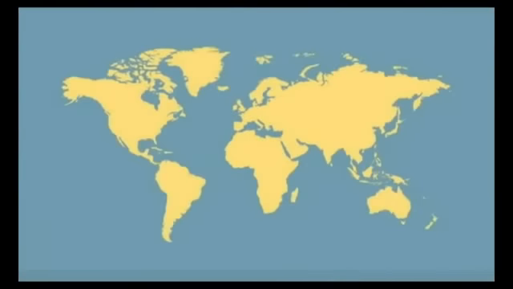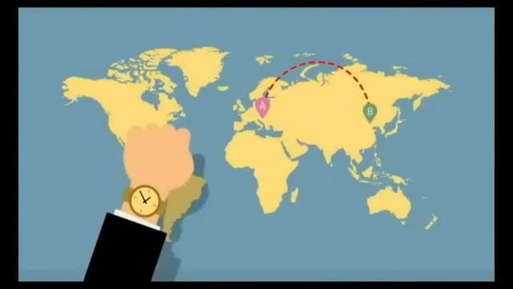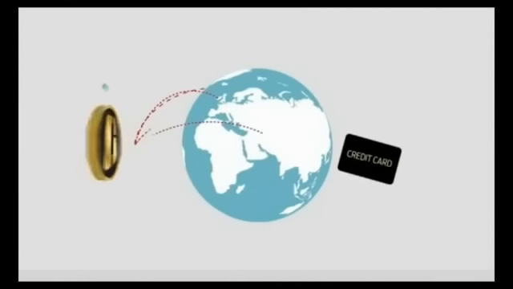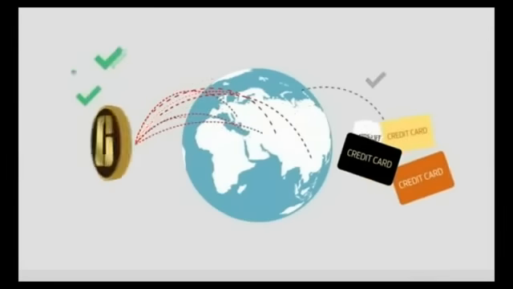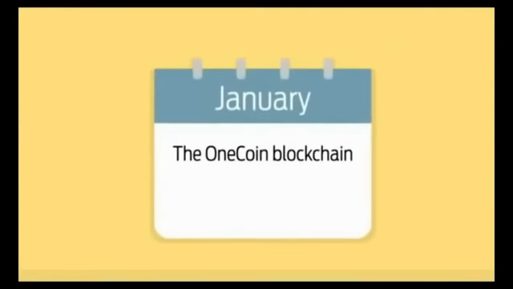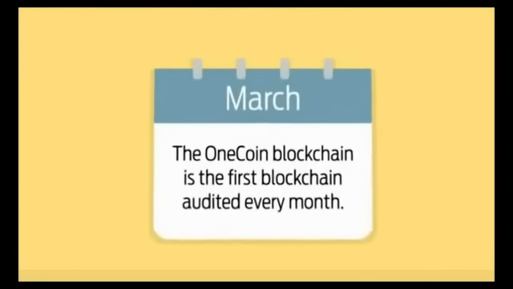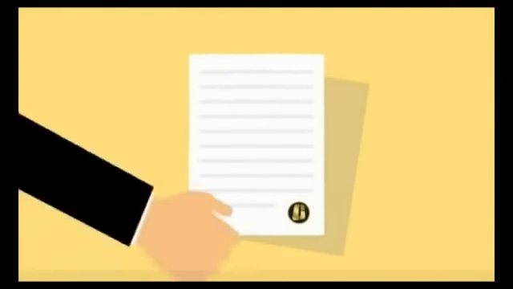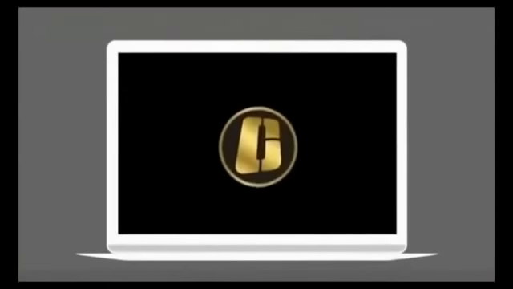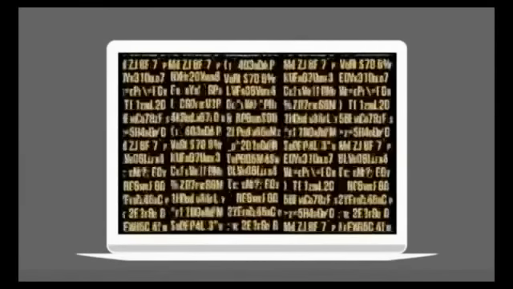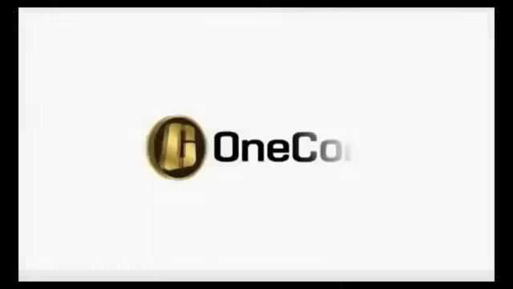Fast. 1 minute per block. This is how long it takes OneCoin to make a transaction. Future-proof. Tailored for future-proof mass transactions. The OneCoin blockchain can perform more transactions than any global credit card provider. The OneCoin blockchain is the first blockchain audited every month. So far, each blockchain audit report clearly shows that the blockchain of OneCoin is consistent, meaning that there are no coins mined outside the blockchain and that there are no alterations to it. OneCoin transfers your money in a minute. OneCoin. Join the financial revolution.